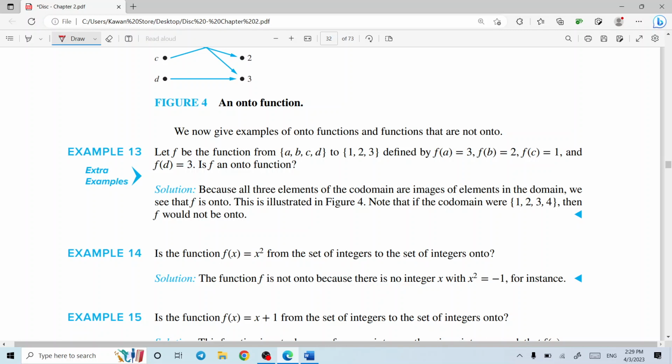If a domain is empty, it's not a function. If one of the points has no assignment, it's not a function. Each element should have an assignment.